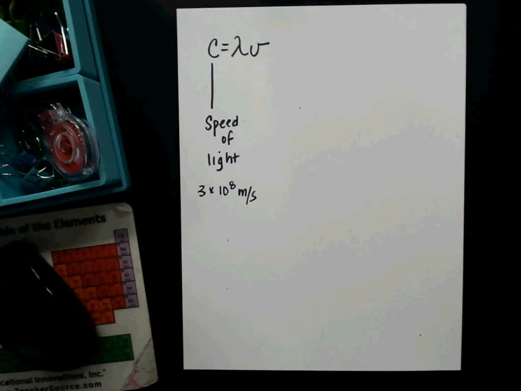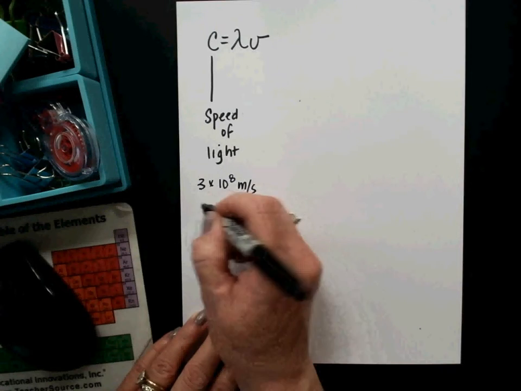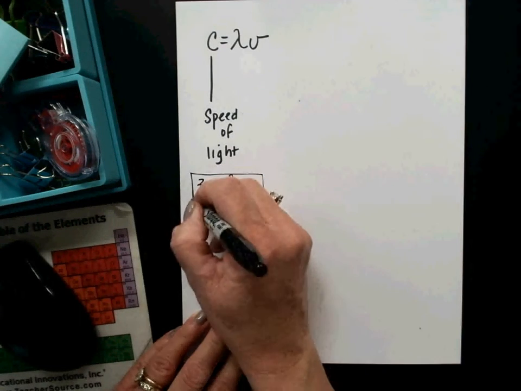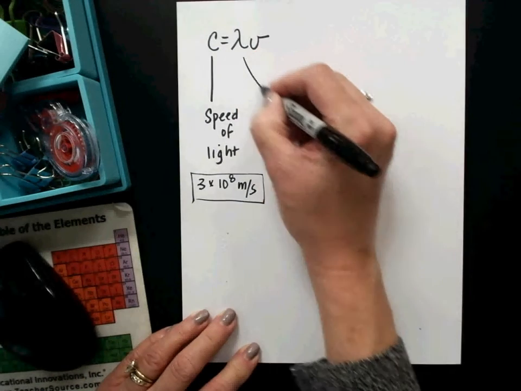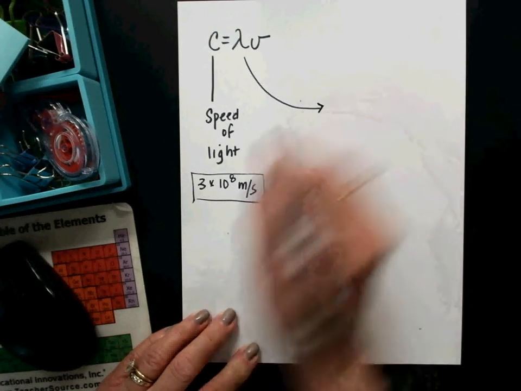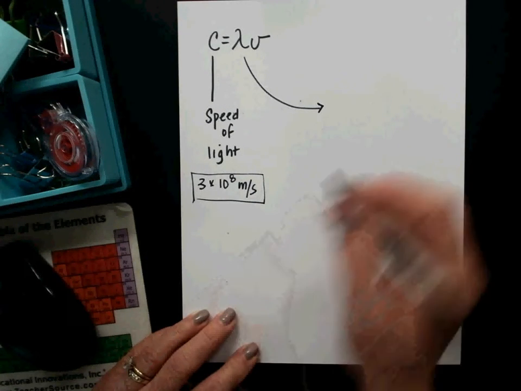Okay, so C stands for speed of light. It's a constant. You should have that on your card. Make sure you do. C equals, we got it? All right. Who remembers what this upside down Y is called? Anybody? Lambda. So this is a Greek letter.